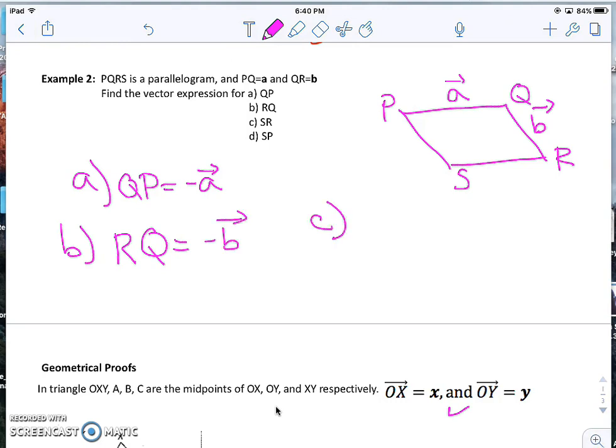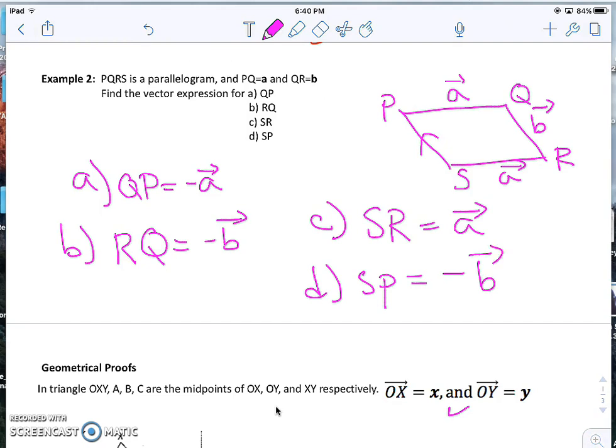S to R, if they're parallel, this also has to be vector A, so this is also another A vector. And D, S to P, notice we're going S to P, so that's B, but going the opposite direction, so it's the opposite of B.